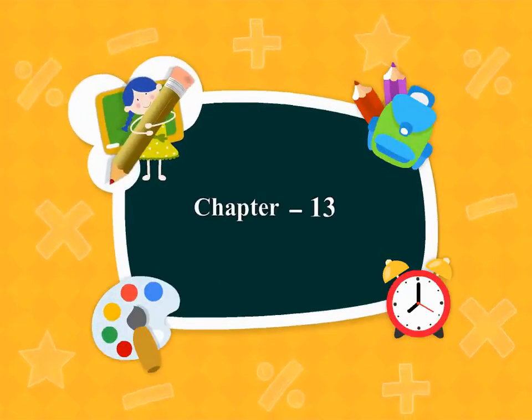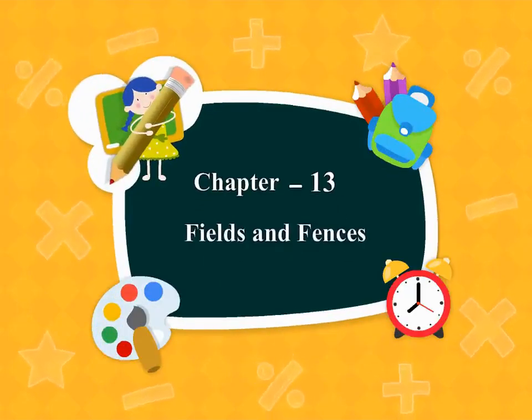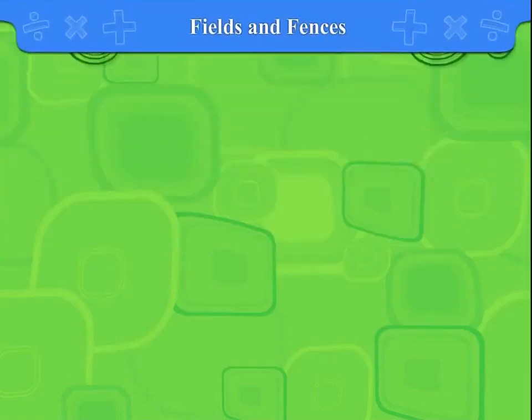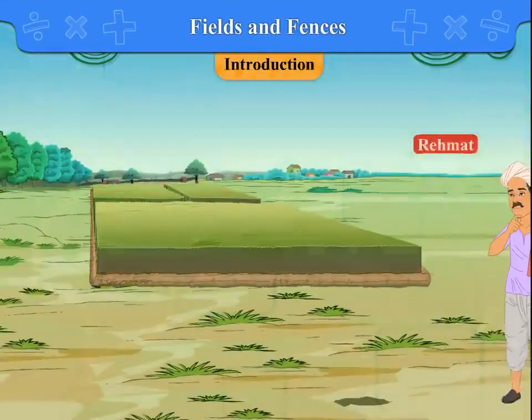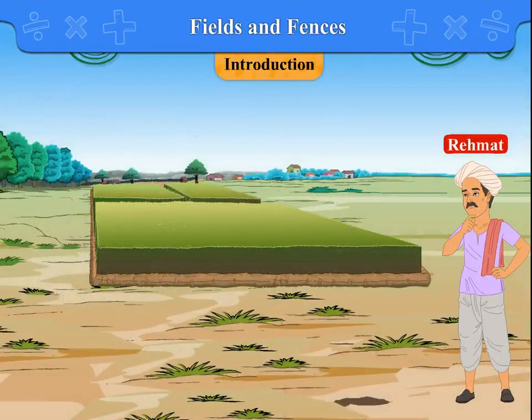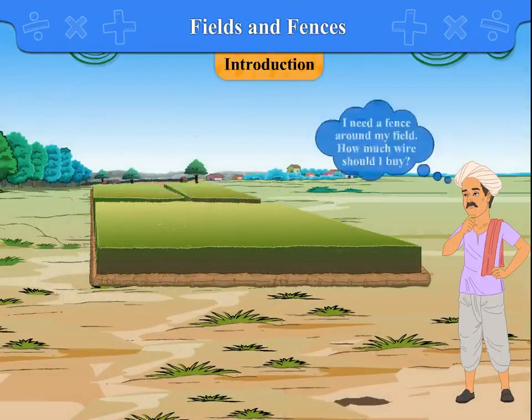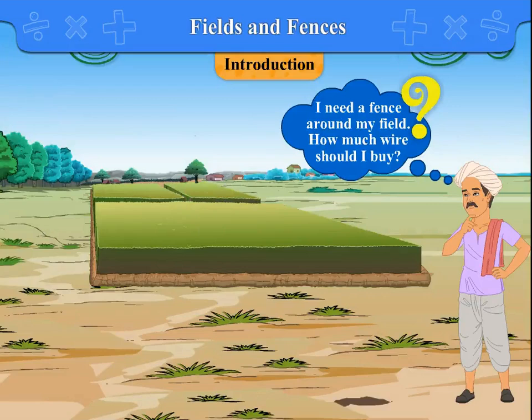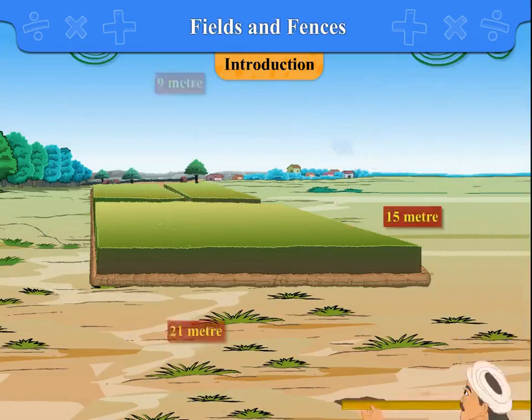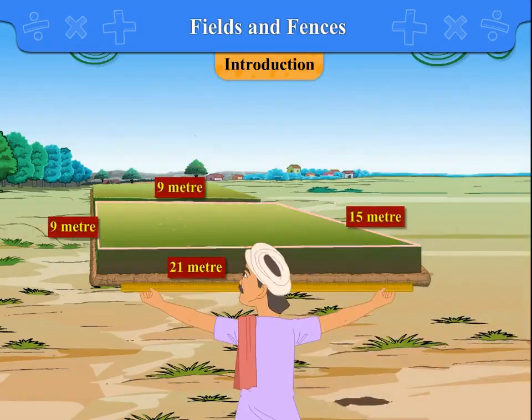Chapter 13, Fields and Fences. Introduction. Rahmat is a farmer. He grows wheat in his field. Rahmat says, I need a fence around my field. How much wire should I buy? Rahmat needs to know the length of the boundary of his field.